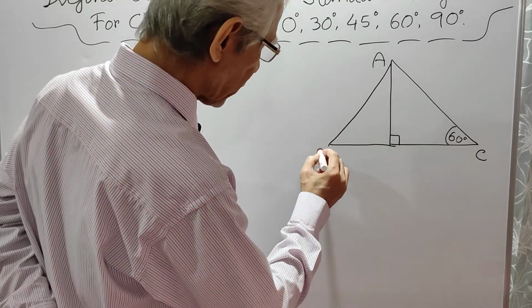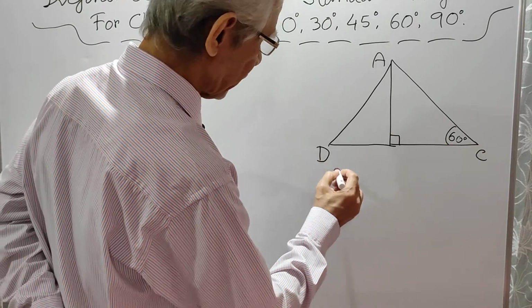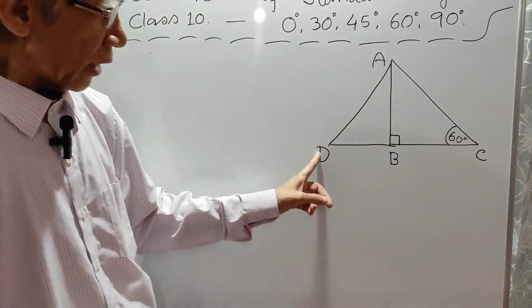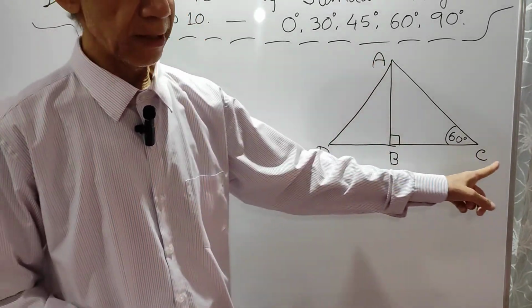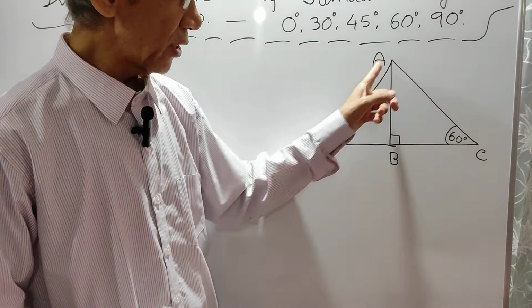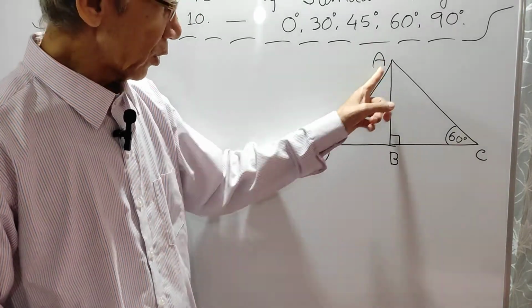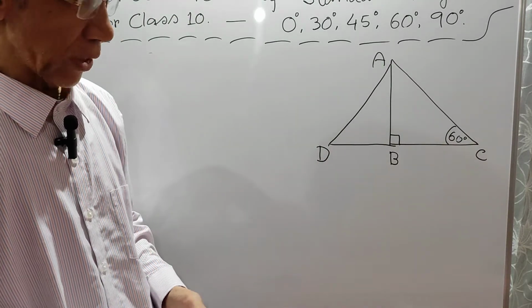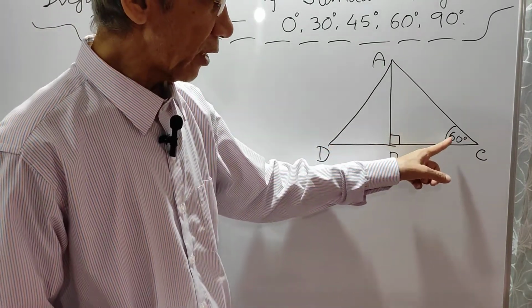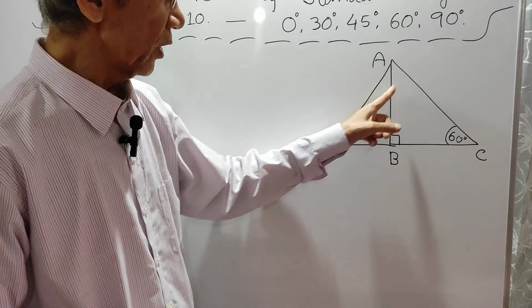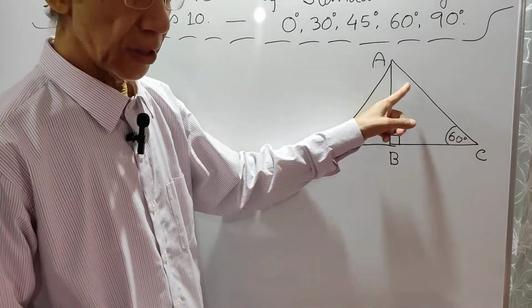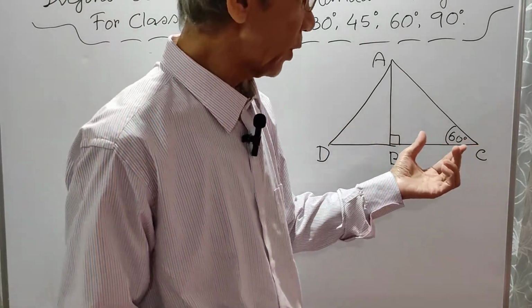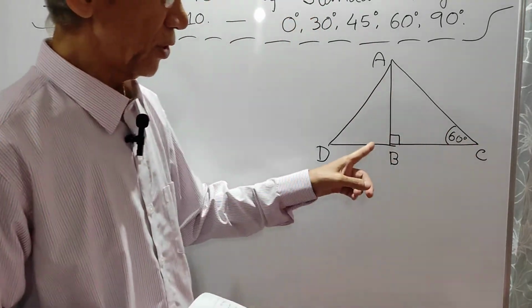So, let us consider ADC. Now, ADC is an equilateral triangle. So, AD, DC and AC, all the sides are equal and therefore, each angle is 60 degree, 60 degree, 60 degree. Alright. So, we take the help of an equilateral triangle which is ABC.